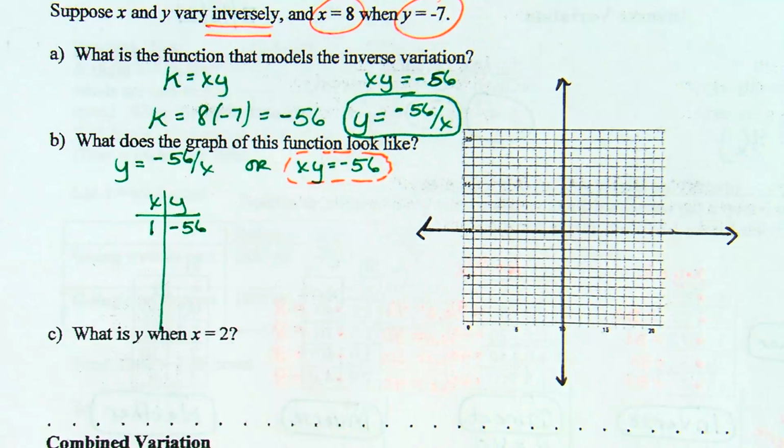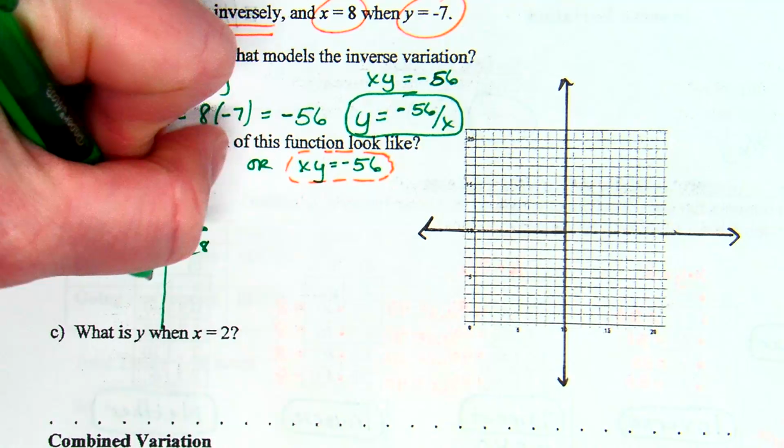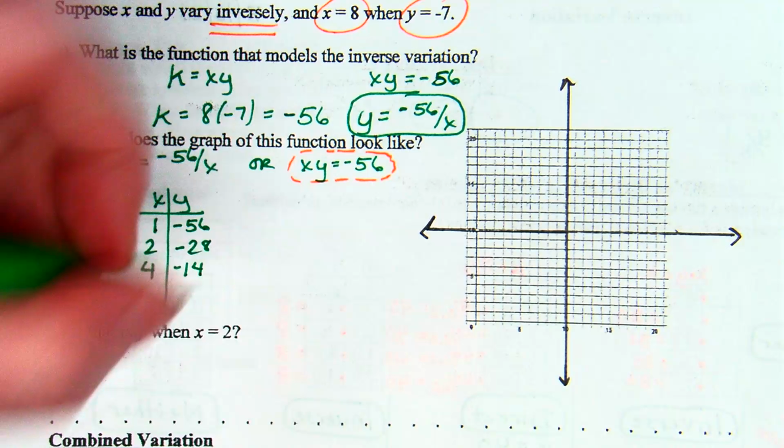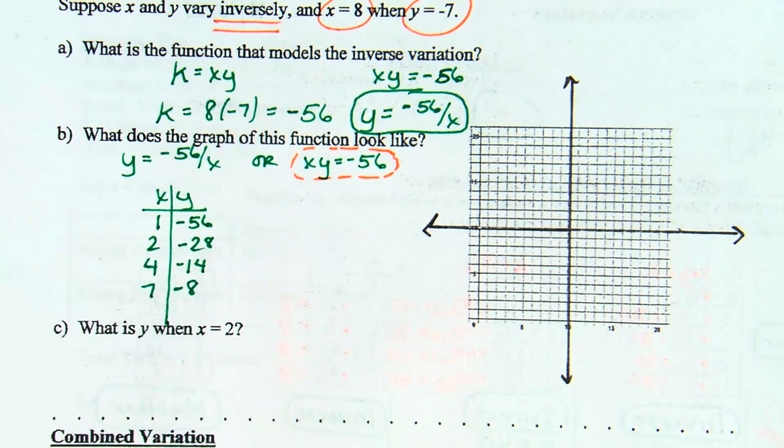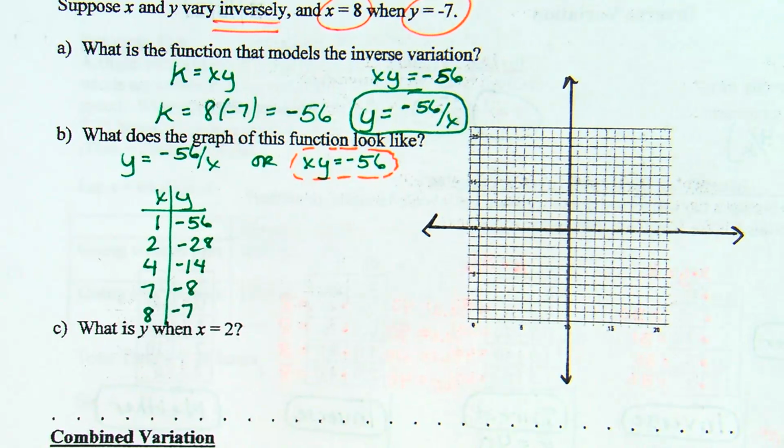3, does 3 go? No. Okay, 3 doesn't go. 4? 4 and 14, so 4 and negative 14. 5? No. 6? No. 7. 7 and negative 8. Does 8 go? Yeah, we just had that pair, but do I need to keep going? Yeah, because right here we'd only have half the graph. Okay. So if we say 8, it's 8 and negative 7.